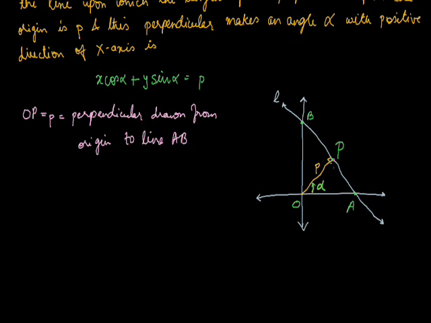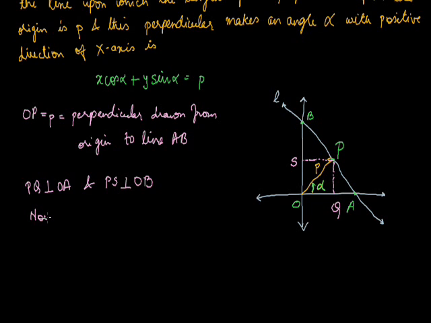Now I'll drop a perpendicular from point P on the x-axis and y-axis. Let's say the perpendicular which I drop from point P on the x-axis intersects the x-axis at point Q, and the perpendicular I drop from point P on the y-axis intersects the y-axis at point S. So I can say that PQ is perpendicular to OA and PS is perpendicular to OB.